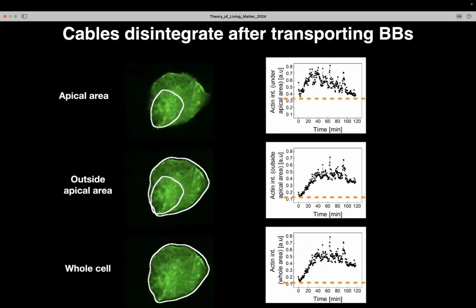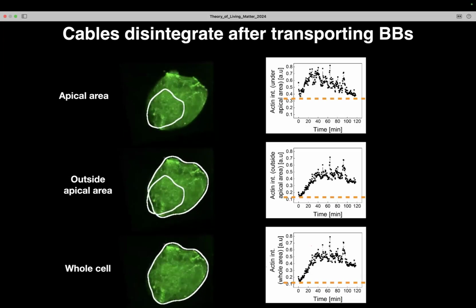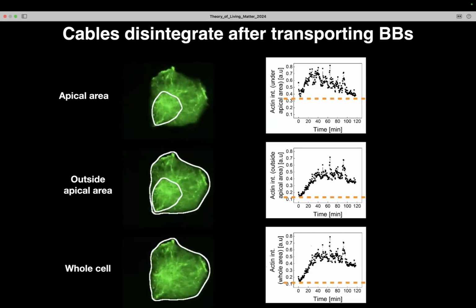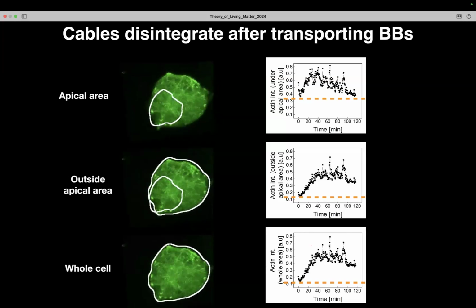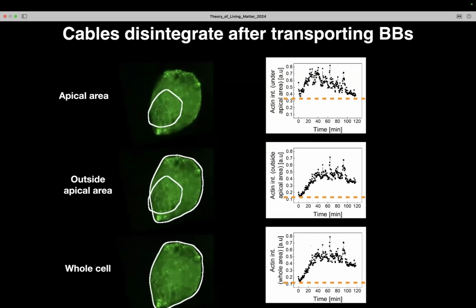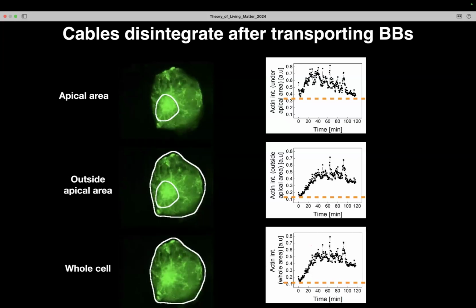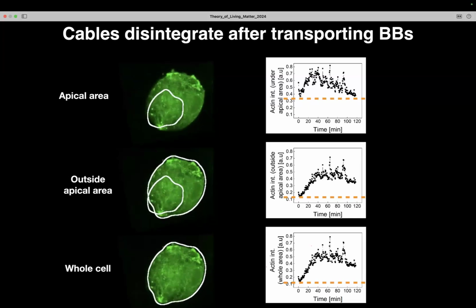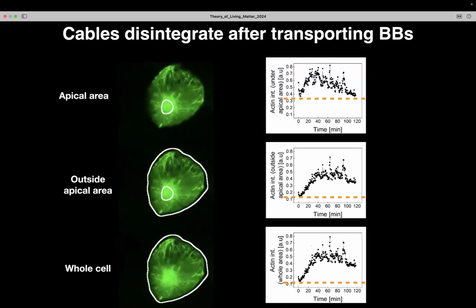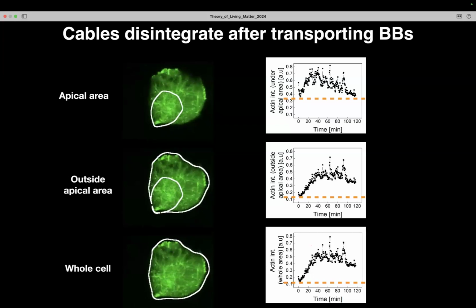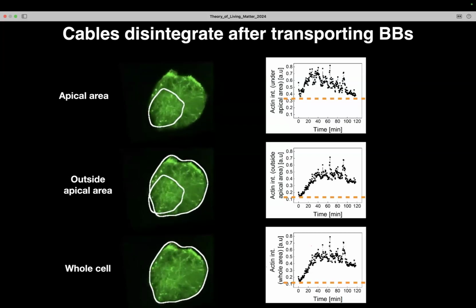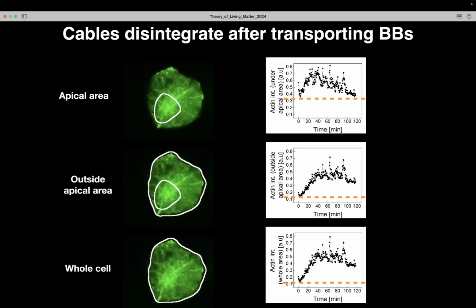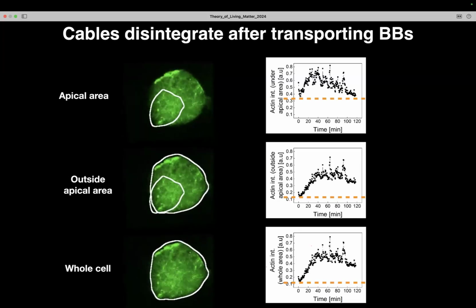So this suggests that indeed there are these cables, and basal bodies are using these cables to move towards the top of the cell. And as basal bodies reach the top of the cell, the apex of the cell, the cables basically dissociate and get severed, or chopped into small pieces. So the intensity of the actin is not changed. Simply what we see is restructuring of the actin cables into smaller length filaments.